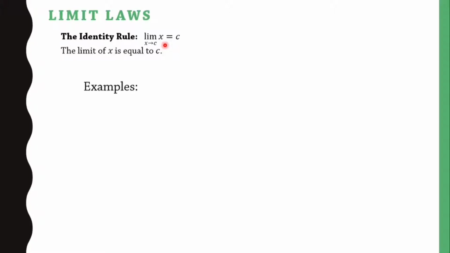Now, we have some examples. The limit of x as x approaches -3 is equal to blank. Now, again, let's go back to our identity rule. According to the identity rule, the answer here, or the limit, should be equal to c. Now, in this example, we have to identify which number is c. That is -3. Using the identity rule, the limit of this function or this expression is -3.